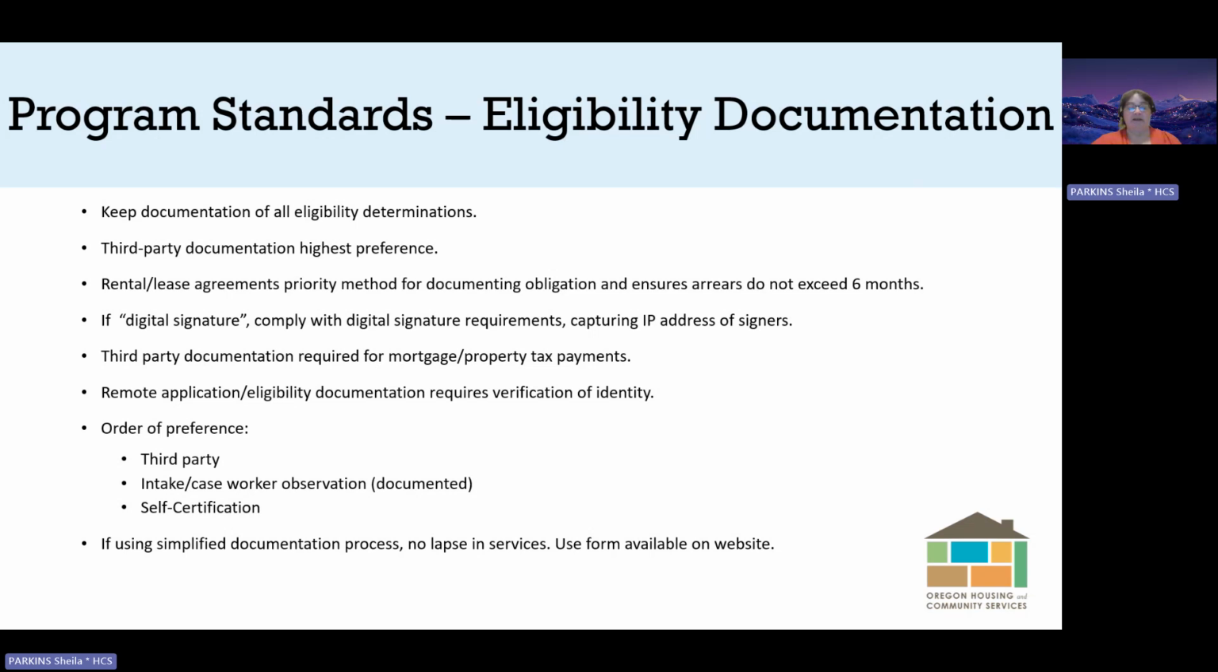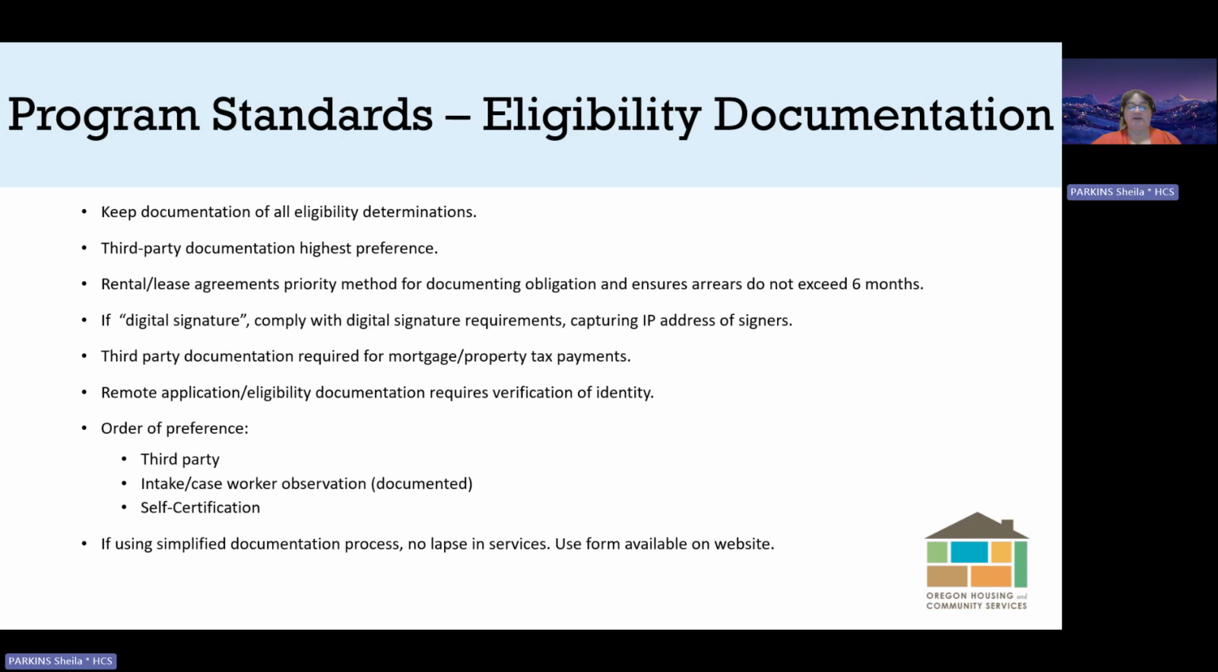As a fraud prevention method, if a rental or lease agreement includes a digital signature, it must comply with our digital signature requirements, which must capture the IP address of the signers. Additionally, third-party documentation is a requirement for any payment of mortgage or property taxes. More information is available in the program standard guidance about these requirements. If you allow for a remote application or a remote way of submitting eligibility documentation, you must have a policy that addresses how you go about verifying identity and preventing fraud. Again, more information is available in the guidance.